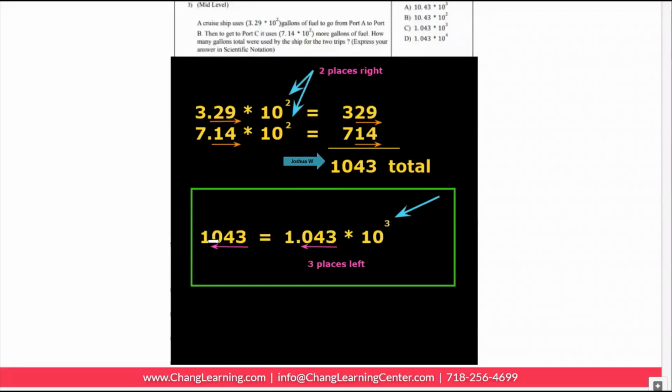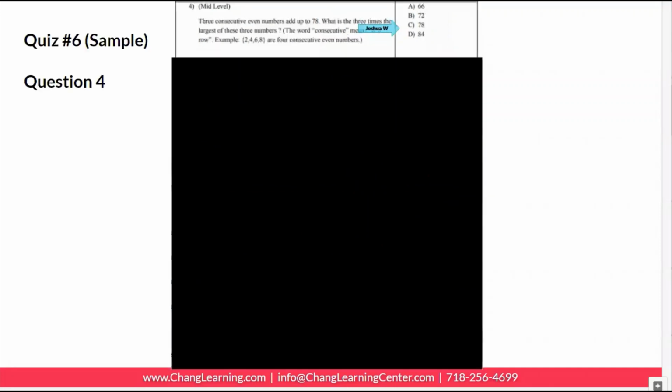Then take that measurement and pack it up into scientific notation. Since the decimal is now at the end of the 3, we have to move the decimal 3 places to the left, so it's in scientific notation. 1.043 times 10 to the 3rd power, so we're now in the thousands. So the correct answer was C, 1.043 times 10 cubed.